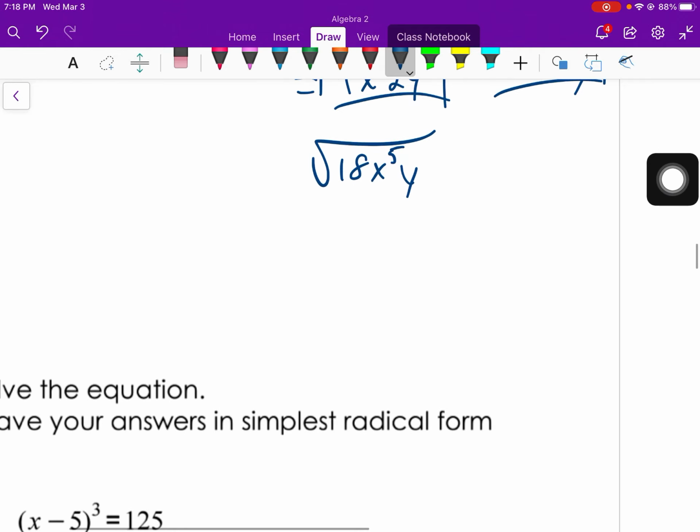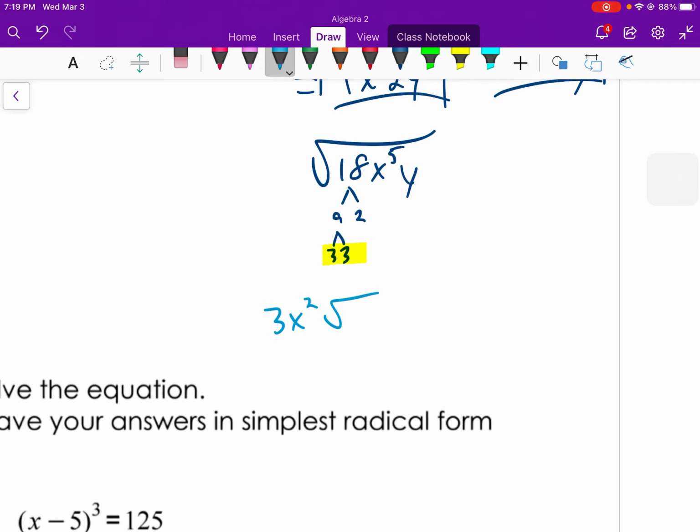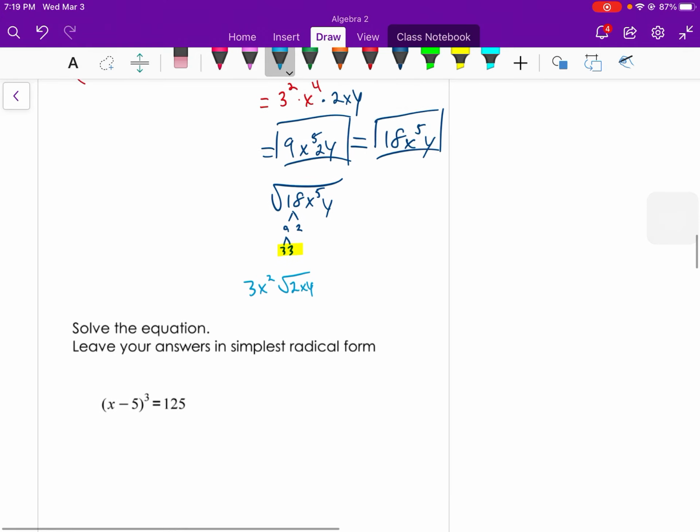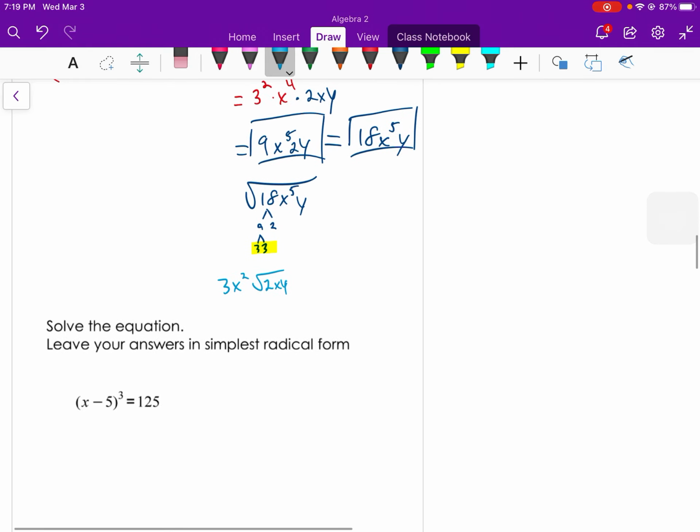So 18 is 9 times 2, which is 3 times 3. We need 3 factors, so we can pull that out. X to the fifth, we can pull out 2, and then what's left is 2xy. So let's verify. 3x squared times the square root of 2xy. So if it asks you what square root, square the whole thing. That will then be your final answer. Not this part. That is not quite it.